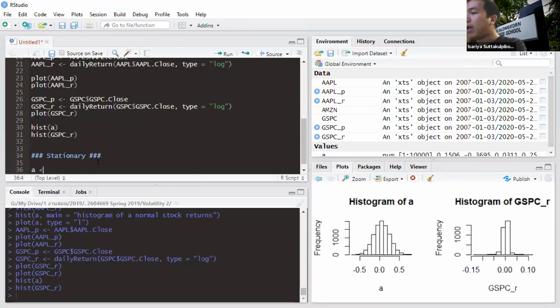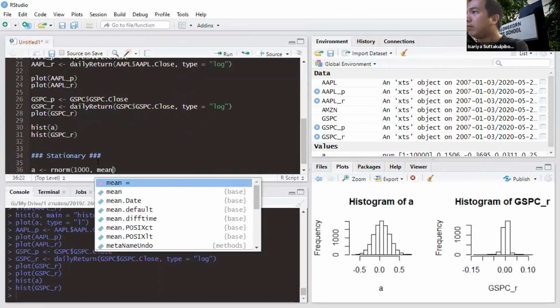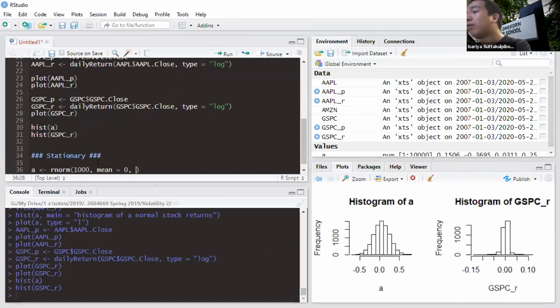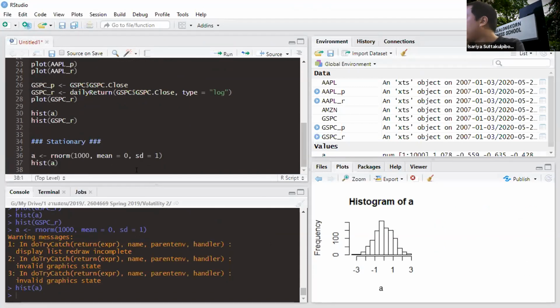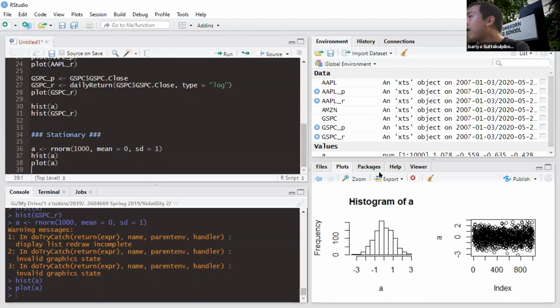I can put A equal to rnorm, 1,000 times, with mean equals 0, SD equals 1. Okay, and then let me do a histogram real quick. There you go. Okay, plot. Nice.